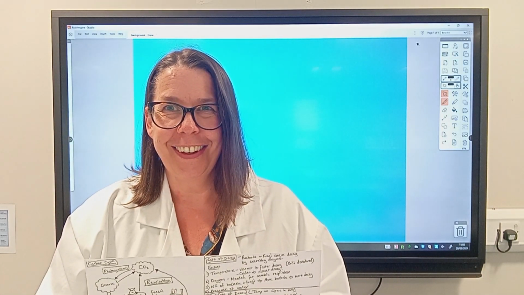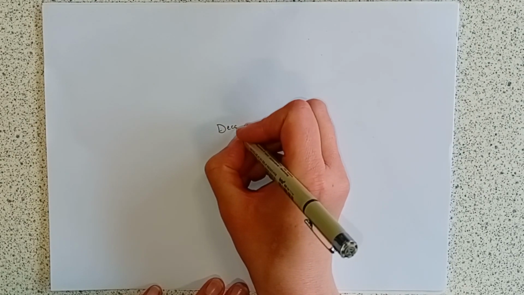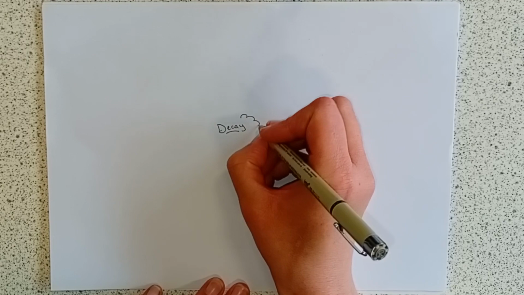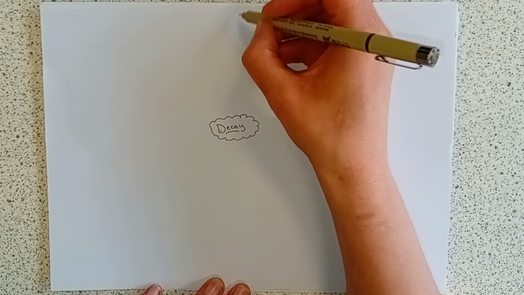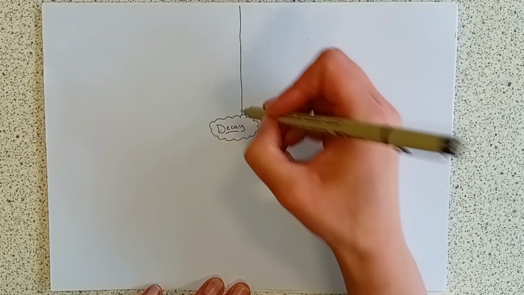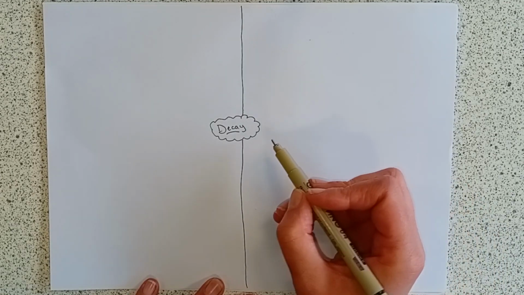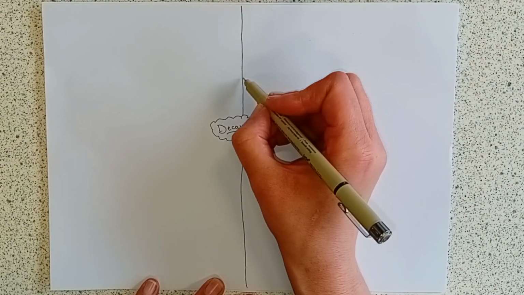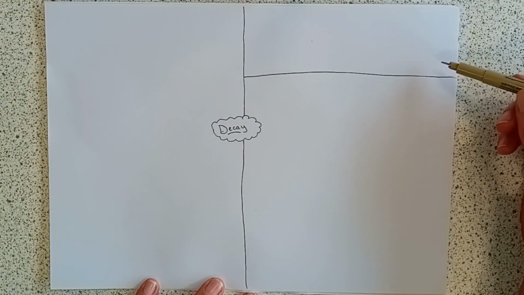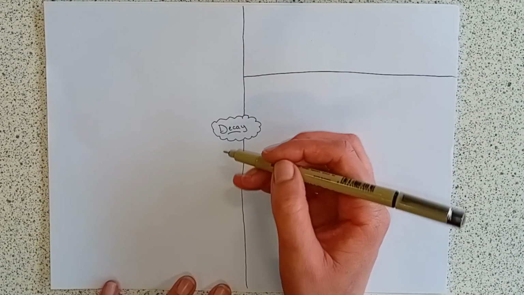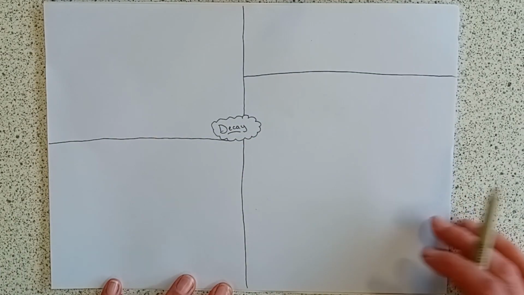Right, let's get started. So I'm going to put the title in the middle, as always, and today we are thinking about decay or decomposition, rotting. We're going to divide the paper in half. And then this half, I'm going to divide into about 1/3 and 2/3. A smaller section at the top. That's actually more like 1/4 and 3/4, isn't it? And this one, I'm going to divide in half that way. So 2 even-sized sections there.